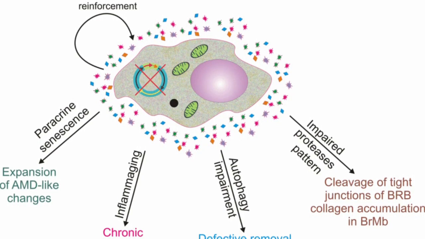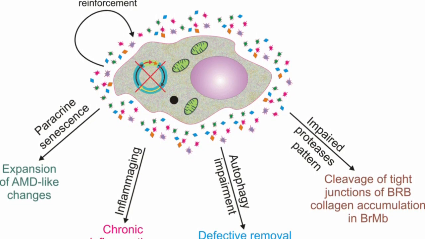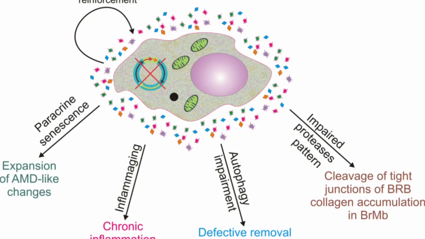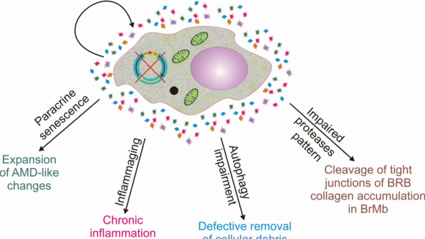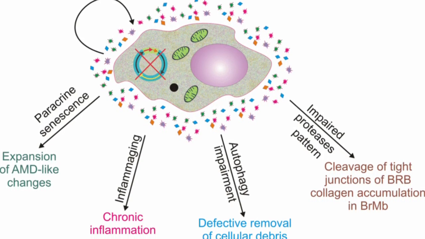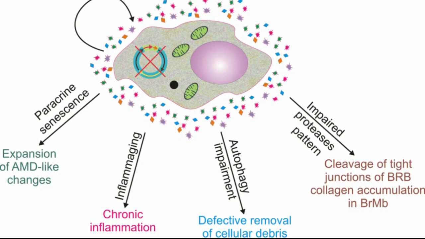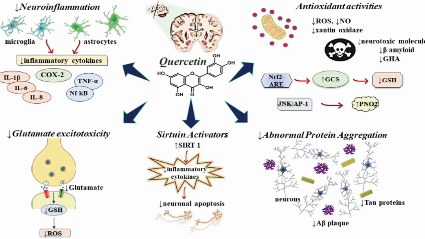Because senescent cells secrete pro-inflammatory molecules as part of the senescence-associated secretory phenotype, eliminating these senescent cells helps reduce the levels of inflammatory molecules, thereby reducing chronic inflammation and age-related diseases. Quercetin is a natural flavonoid compound found in a variety of plant-based foods. Quercetin is a potent antioxidant, which means it can help neutralize harmful free radicals in the body.